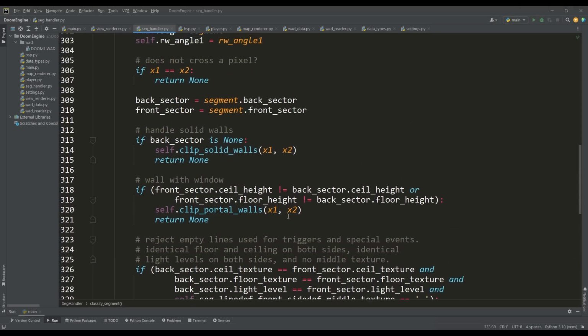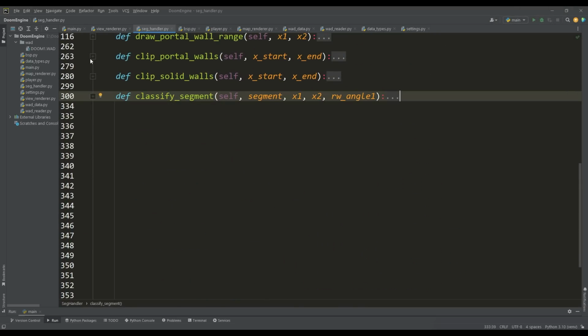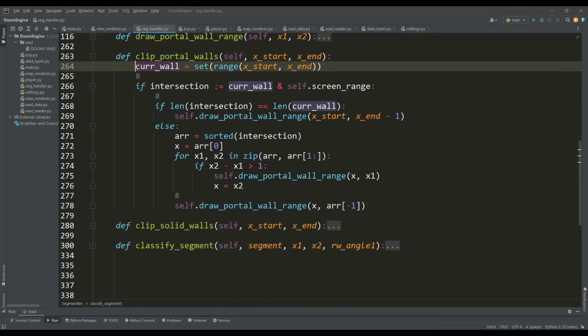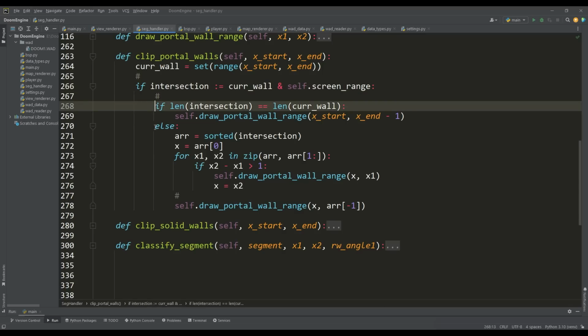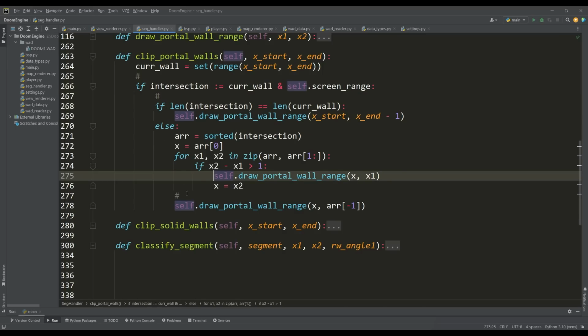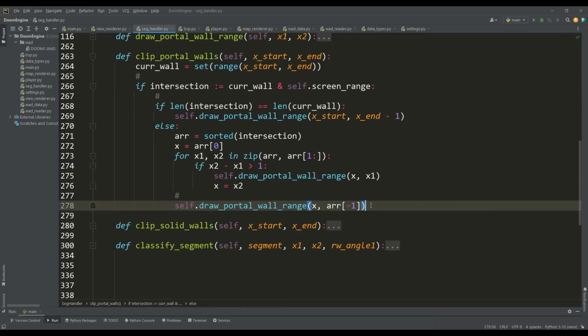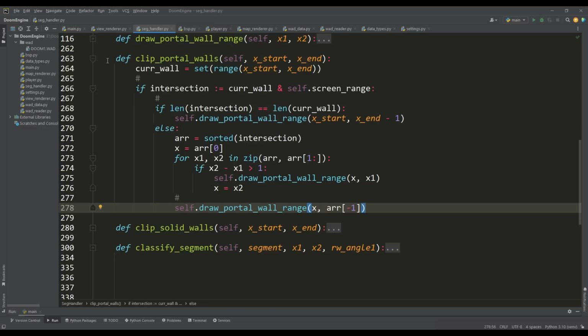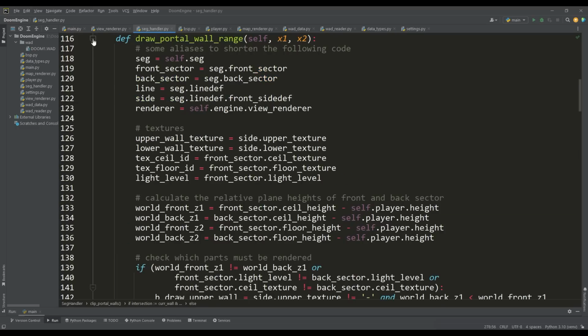For clipping portal walls, we use a similar version of the algorithm as for solid walls, with the only difference being that we don't affect the set of screen coordinates, because when we have a solid wall, we can't draw anything on top of it. And as far as rendering solid walls, it's like we're rendering two solid walls just for the upper and lower parts of the portal wall.